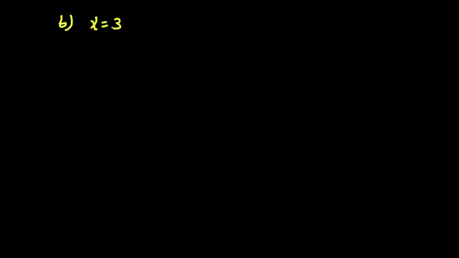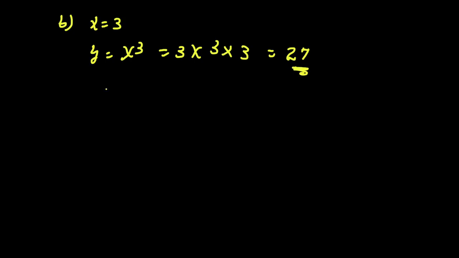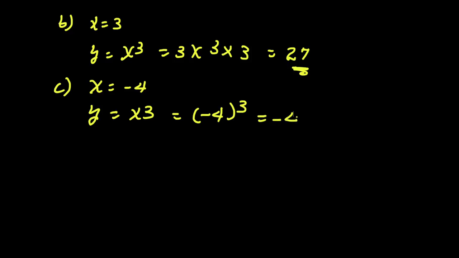b) x is equal to 3። ስለዚህ y በexistence theorem መሰረት x cube ጋር እኩል ነው። ይሄ ማለት 3 times 3 9, 9 times 3 27። ስለዚህ y is equal to x cube, that means 3 cube ማለት ነው፣ የy value 27 ይሆናል ማለት ነው። c) ደግሞ x is equal to -4፣ therefore the value of y is equal to x cube ማለት -4 the whole cube። ይሄ ማለት -4 times -4 times -4 ይሆናል። -4 times -4 positive 16, 16 times minus 4 minus 64 ይሆናል ወይም negative 64.